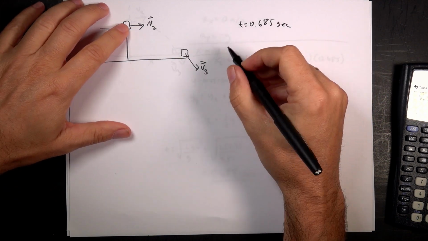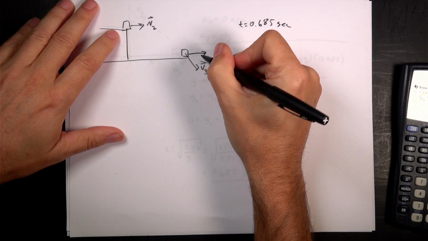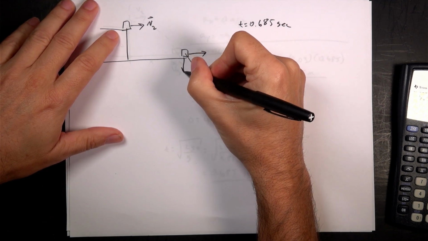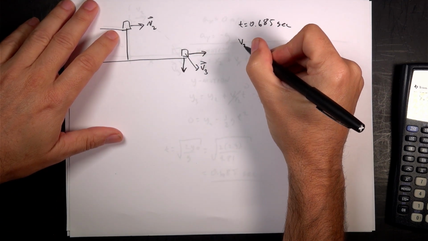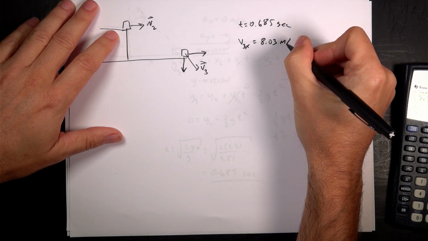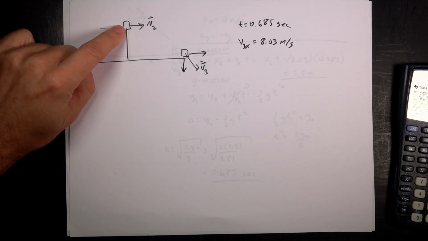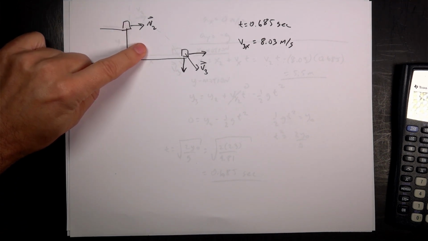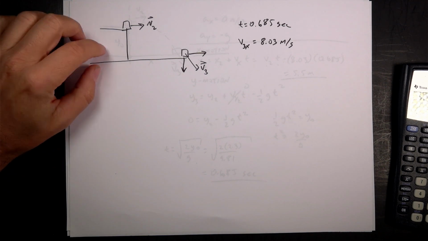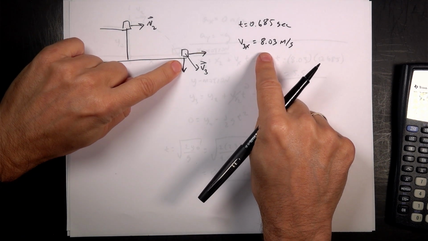And I know right here, v3 has components. It has an x component and a y component. So I know v3x is equal to 8.03 meters per second. How do I know that? Well, that was the x velocity up here. There's no forces on it in the x direction, so the velocity doesn't change. So that's the velocity in the x direction. But I need to find the velocity in the y direction.